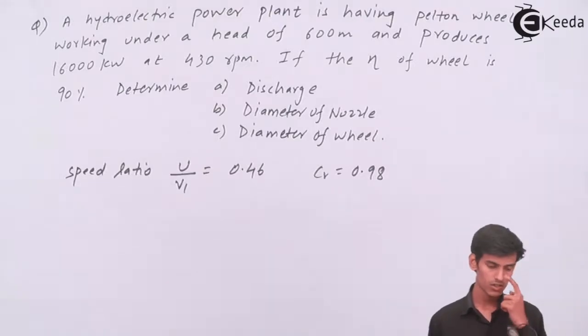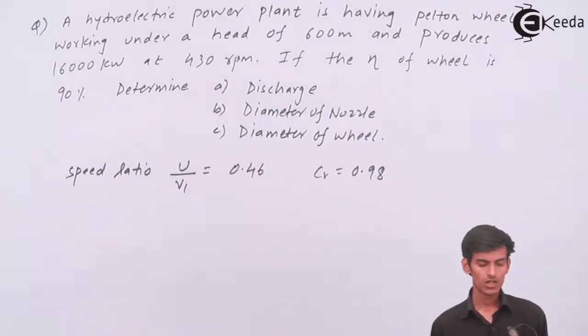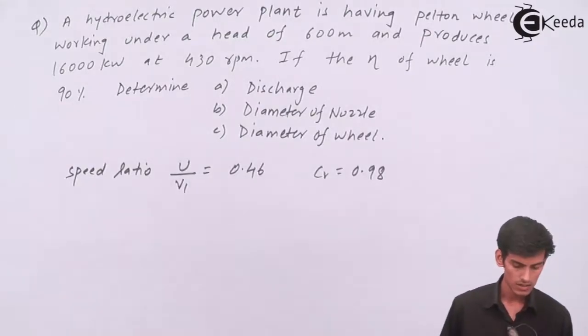I mean the efficiency of the wheel is the efficiency of the whole turbine. So, I'm sorry, it's the overall efficiency. So the efficiency of the wheel is 90%, which is the overall efficiency given. So we have to find the discharge and the diameter of the nozzle, also the diameter of the wheel. So these three things have to be found, and the data is given.